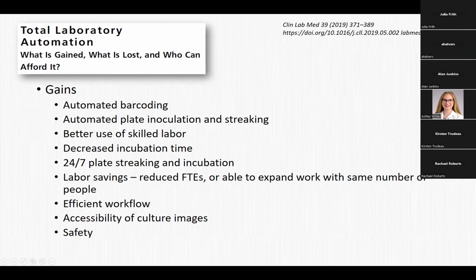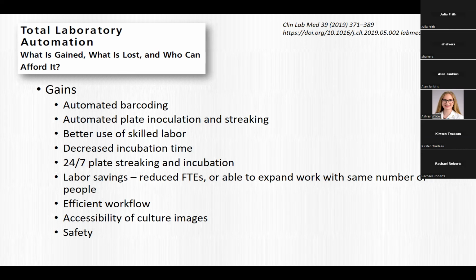Automated barcoding. It's going to label the plates. You're not going to have all these mislabeled plates. You're not going to have incorrect media. You're not going to have misplaced plates. It keeps track of it. It's a better system for keeping track of your media. Automated plate inoculation and streaking. That machine can actually overall streak better than humans can. And I say that because it doesn't get tired.